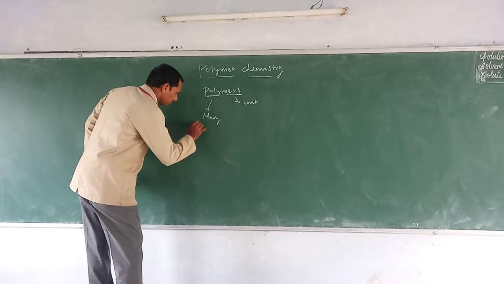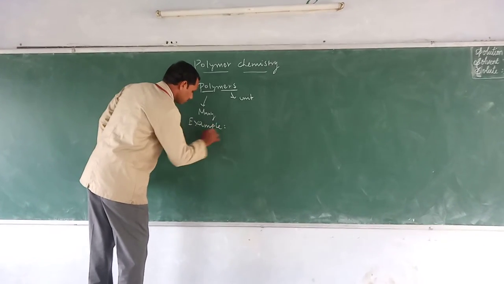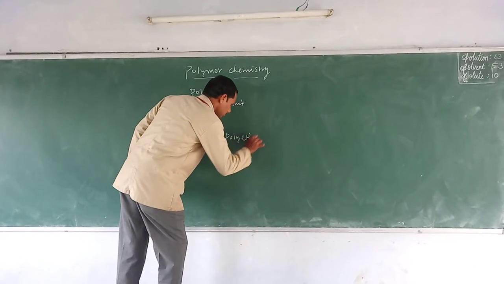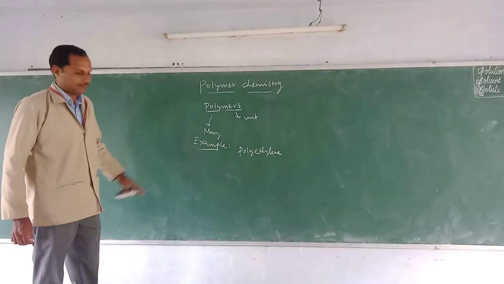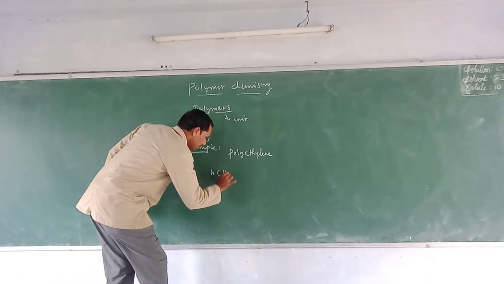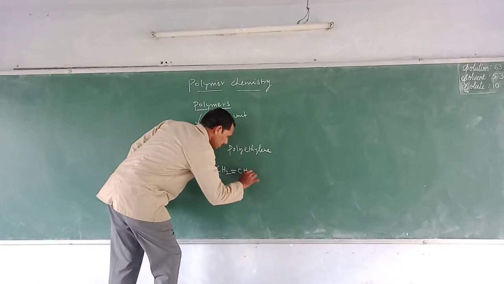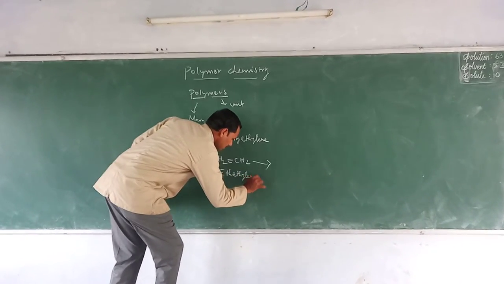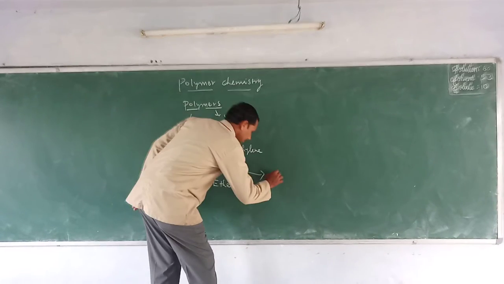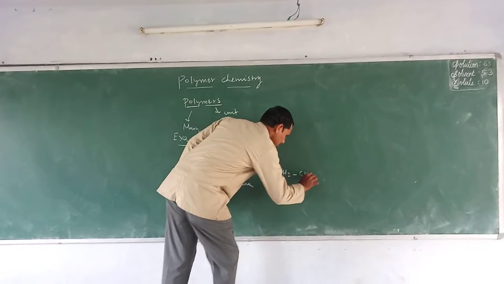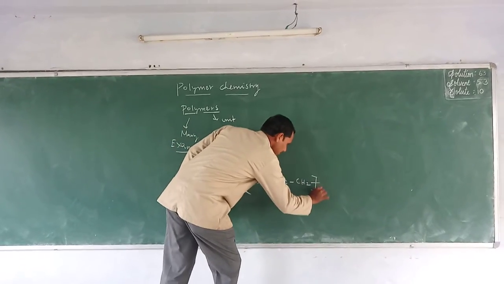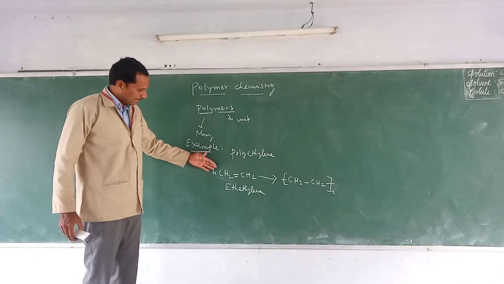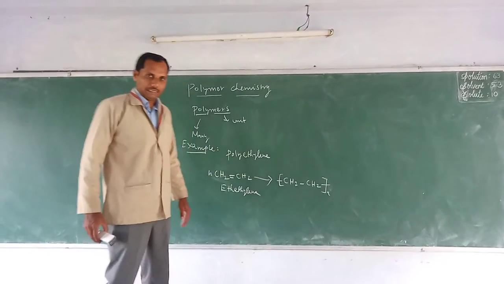For example, the best known example is polyethylene. Polyethylene is a polymer formed by the combination of n number of ethylene molecules combined together. We can write the polymer in square brackets with n at the end. n means the number of units. Therefore, polyethylene is formed by the combination of n number of monomers.